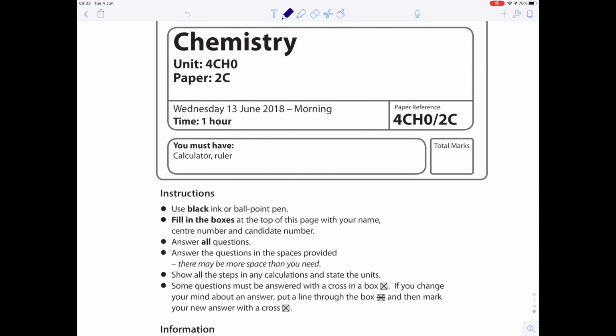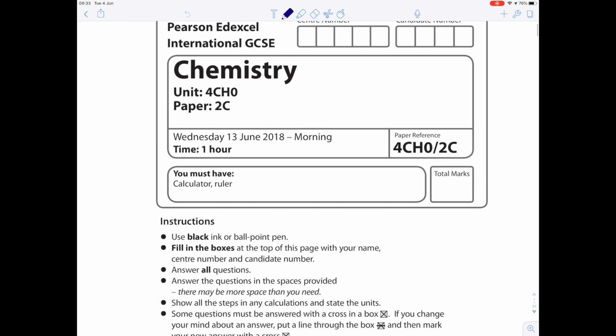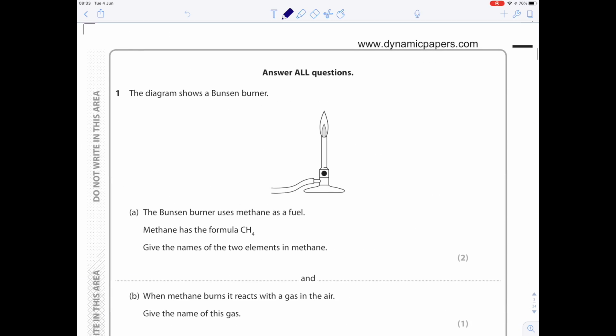In today's video, I'm answering the 2C IGCSE Edexcel paper from June 2018. The diagram shows a Bunsen burner. The Bunsen burner uses methane as a fuel. Methane has a formula of CH4. Give the names of two elements in methane.